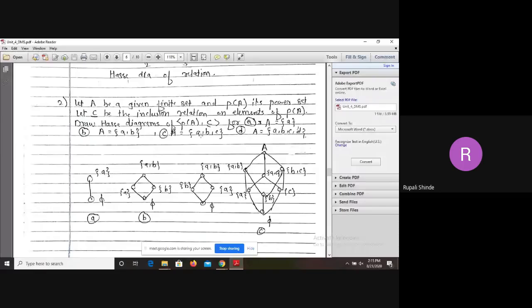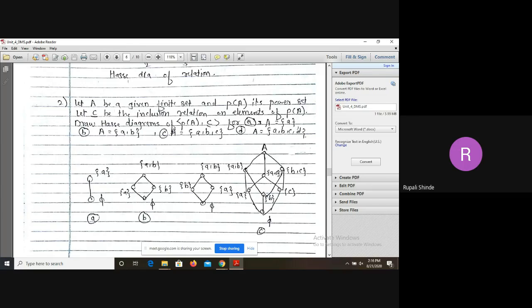Now, if it consists of 3 elements, your power set will consist of a total of 8 elements. That is 2 raised to 3, which equals 8. Again, first element is phi. Then second element is set {a}. Then next one is set {b}. Next one is set {c}. So again, for this set {a, b}, set {a} and set {b} are the subsets. That's why we have connected these two by a direct line.